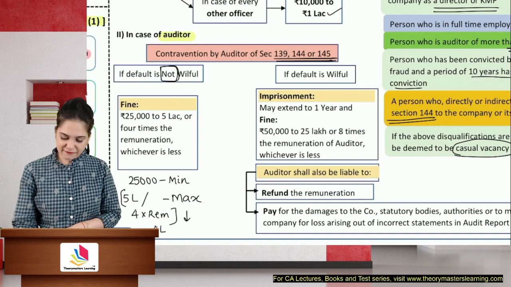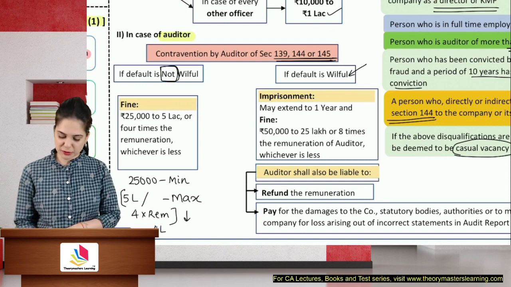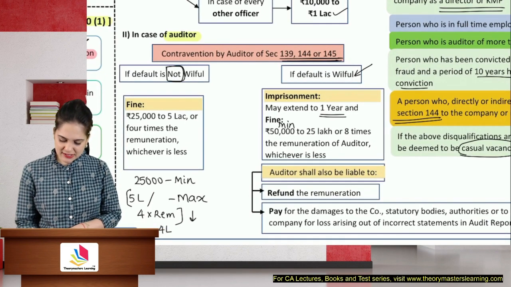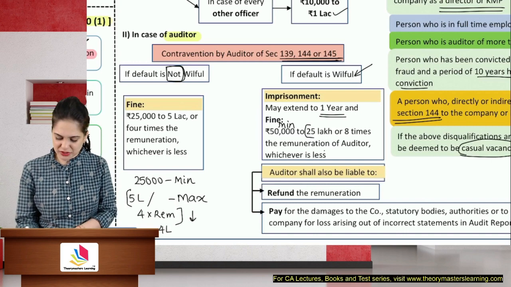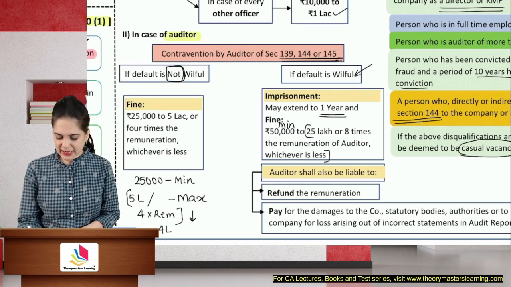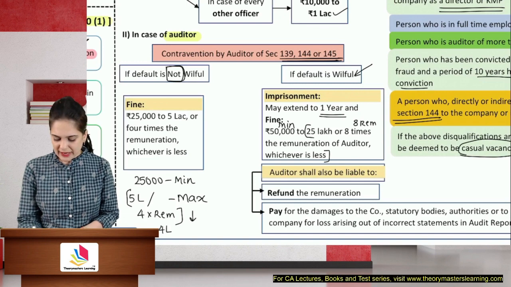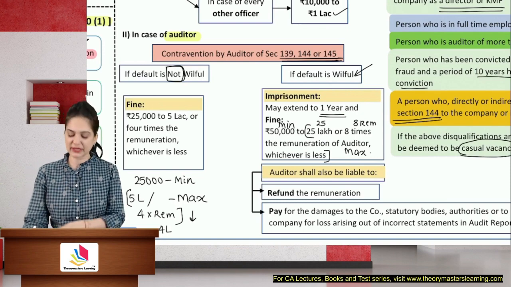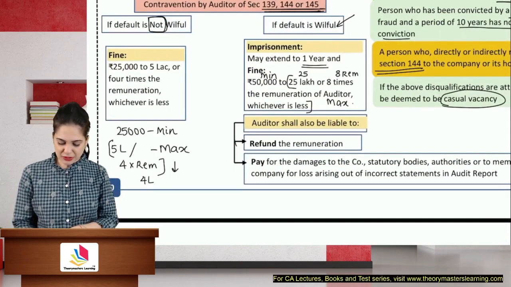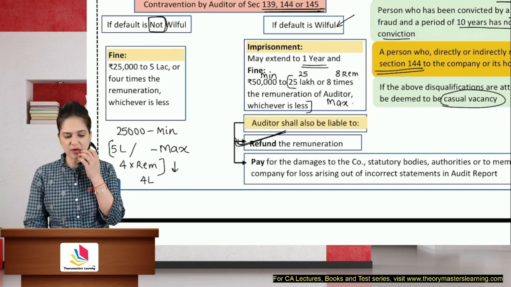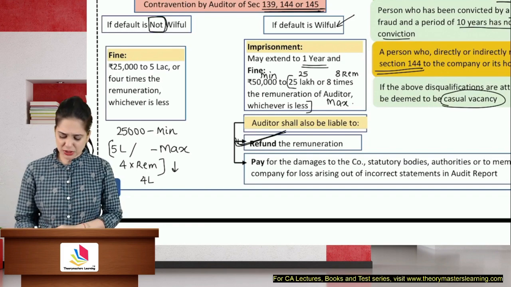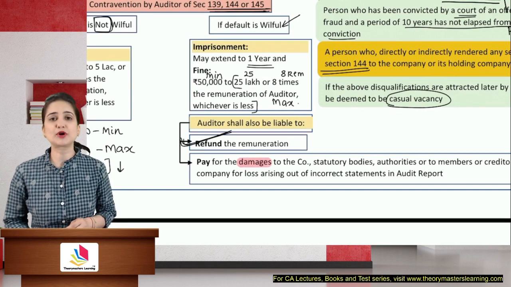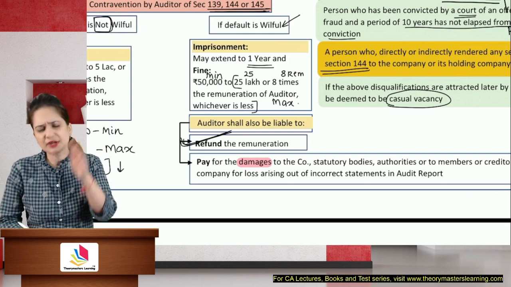If the default is willful, then yes, you will be subject to imprisonment also, which may extend to 1 year. Fine, minimum 50,000, which may extend to 25 lakhs or 8 times the remuneration, whichever is less. So you will calculate 8 times the remuneration, compare it with 25 lakhs, whichever is less, that will be the maximum penalty. Minimum is 50,000, maximum you can calculate. Auditor will also be liable to refund the remuneration. See, you have performed that act willfully, you will have to refund the remuneration, pay for damages, because people rely on your statement, people rely on your reports, they invest in the company on the basis of the audit report.